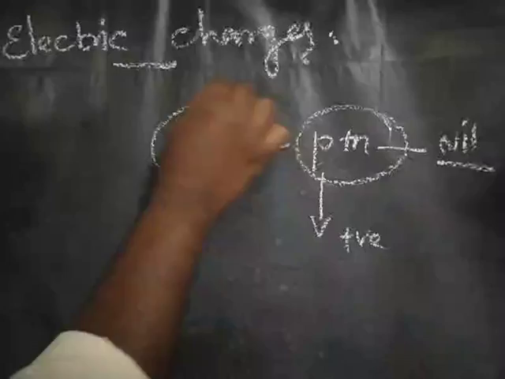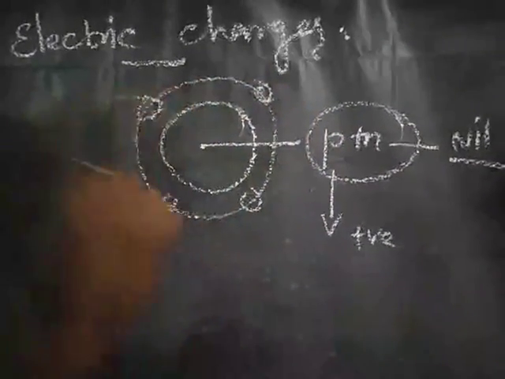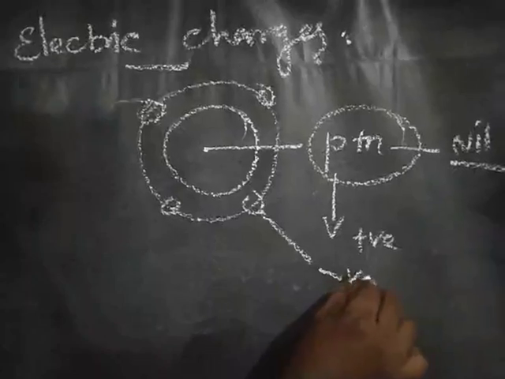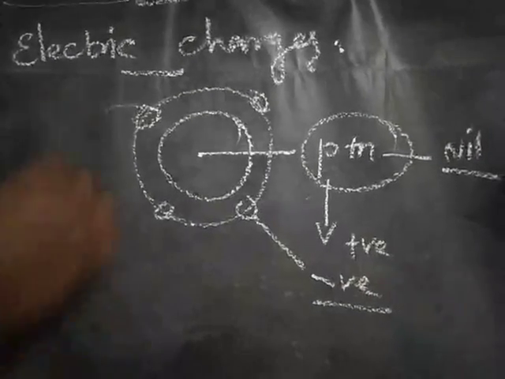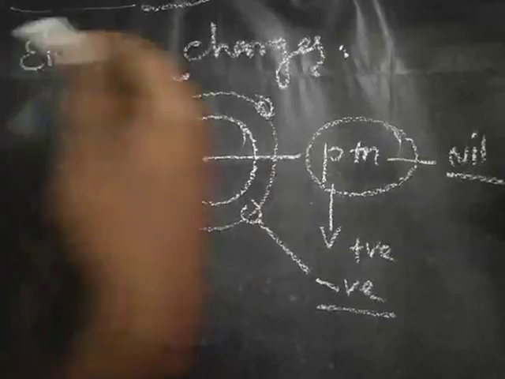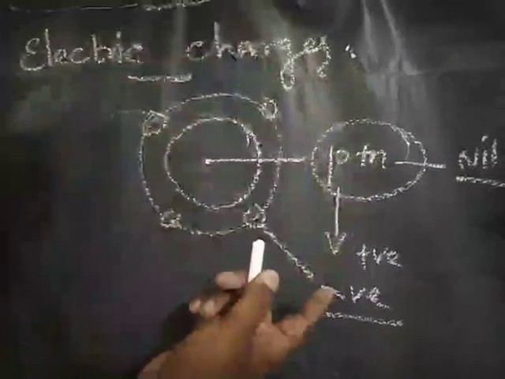Around the nucleus, electrons are revolving. What is the charge of an electron? Negative. So how do we find the charges of electric current? Because of the particles, charges are created.